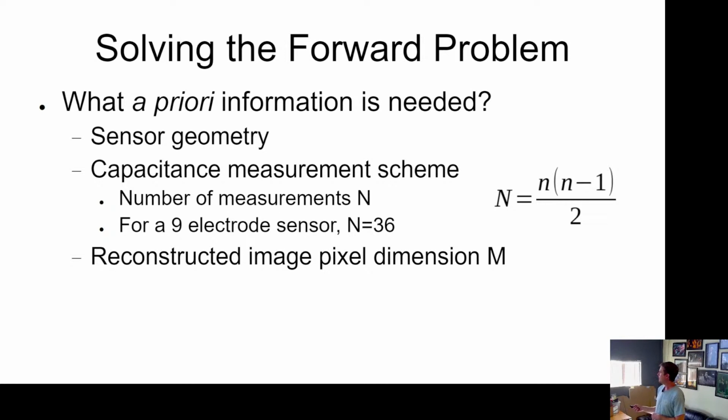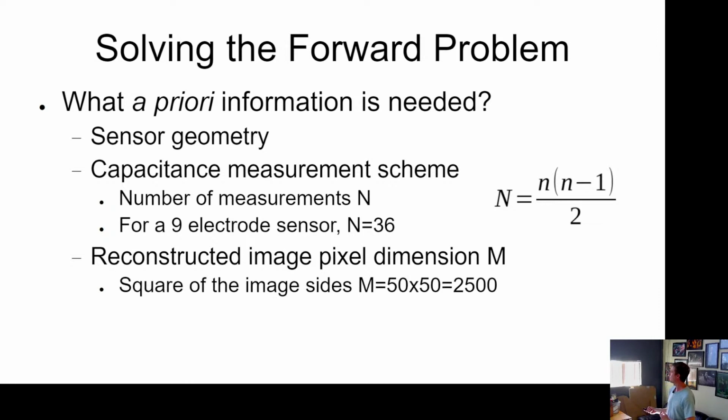And then you need to decide, okay, once I have these 36 measurements, what's the actual number of pixels I want in my image? You want to keep it as small as possible because you're taking 36 data points and trying to make 2,500 data points. So you're going up more than an order of magnitude just with a 50 by 50 pixel image, which is not that big on the screen. So you tend to try to make this as small as possible.